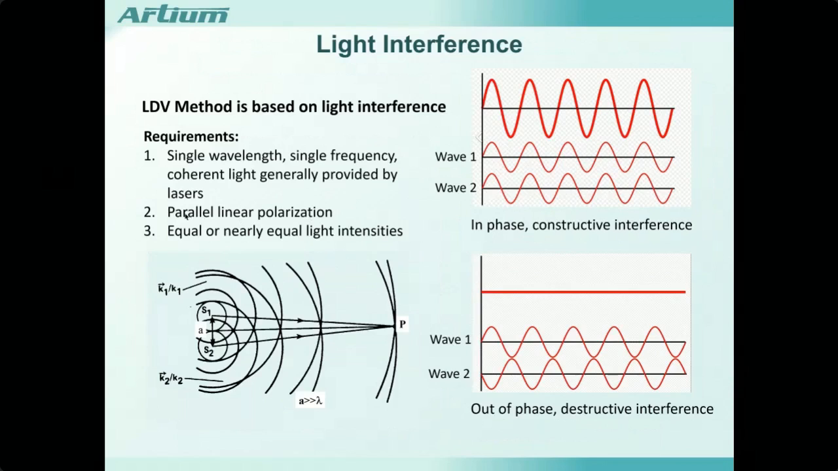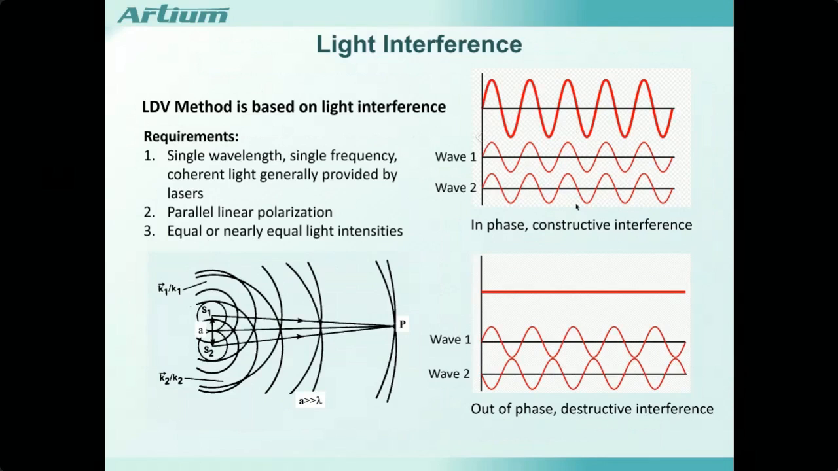The light must be linearly polarized, and the polarization must be parallel. So the E vectors must be parallel and have a single polarization. We cannot get interference if we have, for example, circular polarization. To get ideal interference, we need equal or nearly equal light intensities.